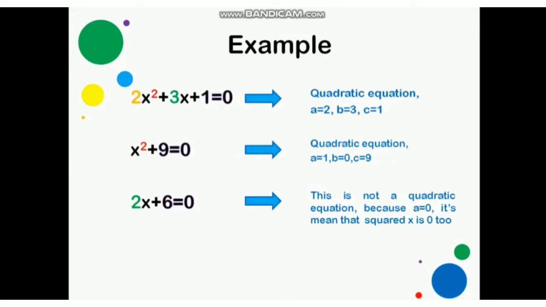2x plus 6 equal to 0 is not a quadratic equation because a is equal to 0, so it means that the coefficient of x squared is 0 too. And we know from there that the standard form of the quadratic equation is ax squared plus bx plus c equal to 0, and a is not equal to 0.